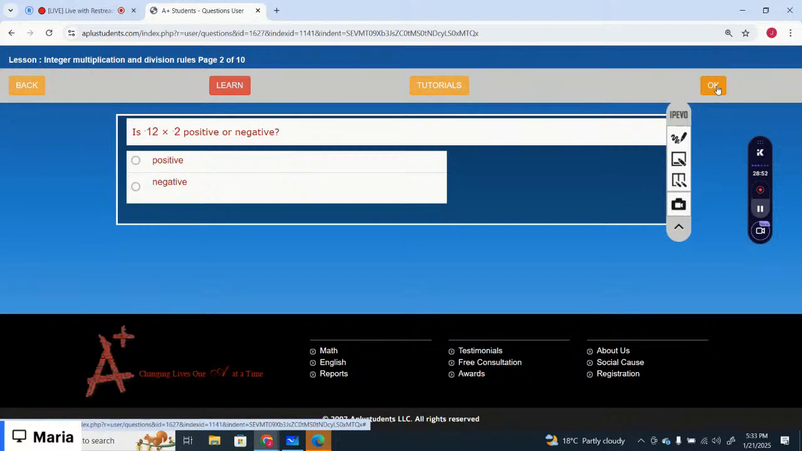Is negative 12 times negative 2 positive or negative? So both the numbers are negative. When you're multiplying or dividing integers, if both the numbers have the same sign, the answer must be positive. So negative 12 times negative 2 is positive. Option number 1 is the correct option.